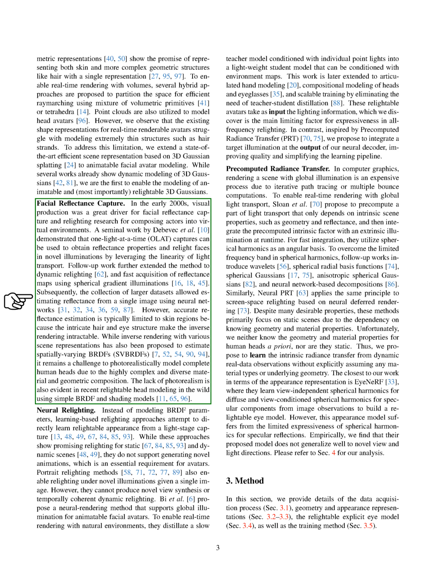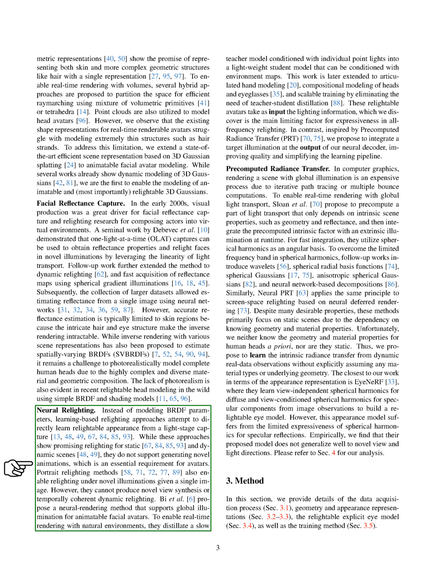Subsequent work extended this method to dynamic relighting and fast acquisition of reflectance maps using spherical gradient illuminations. The collection of larger datasets allowed for estimating reflectance from a single image using neural networks. However, accurate reflectance estimation is typically limited to skin regions because the complex structure of hair and eyes makes inverse rendering intractable. It remains a challenge to photo-realistically model complete human heads due to their highly complex and diverse material and geometric composition.